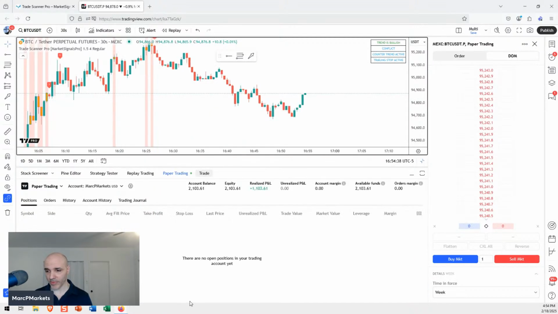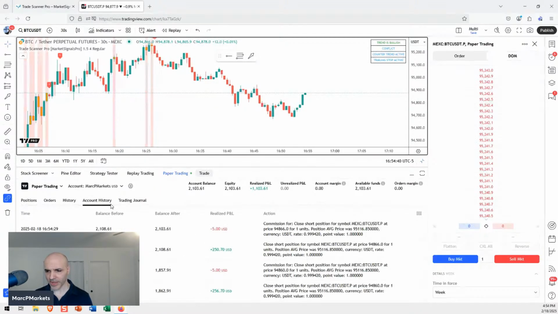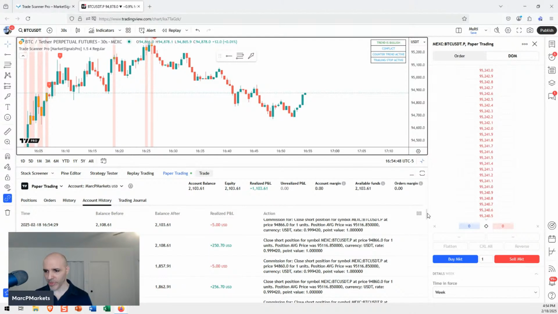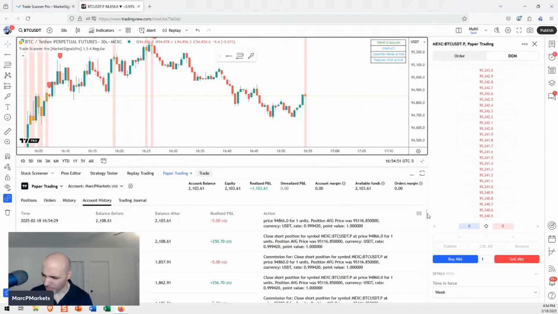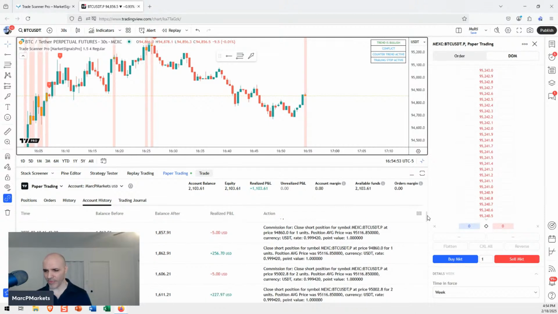All right. So if we look at some of these trades here, the account history, I'm accounting for commissions. I adjusted that a bit to make it a little more realistic. Before it was adjusted too high. So now it's charging me $5 every time, which is a little more what it should be for a futures contract.